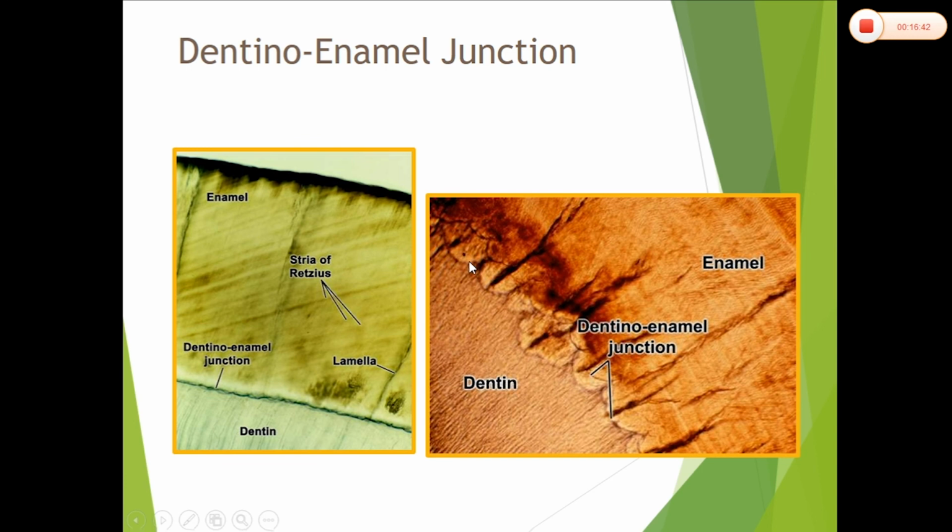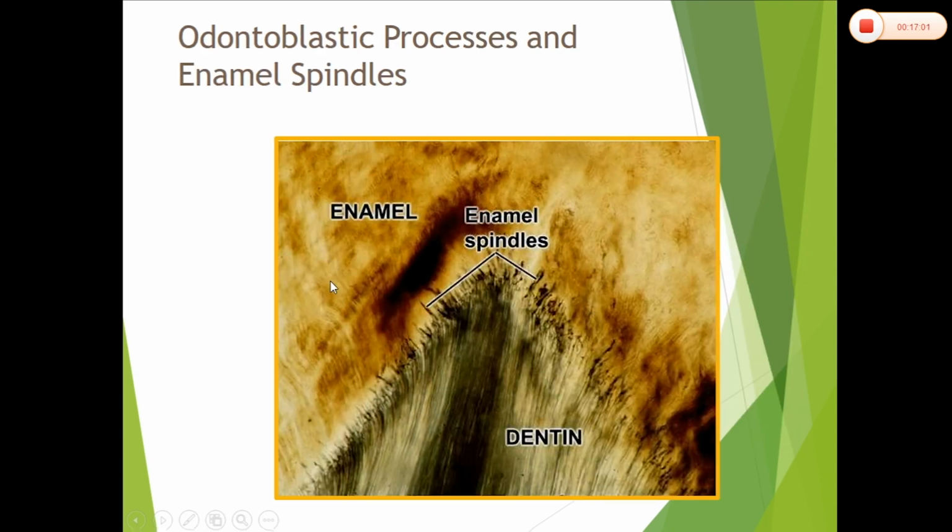This is the dentino-enamel junction. See the convexity toward where? Toward the dentin. And the concave area toward the enamel. This is the dentino-enamel junction, the scallop line. This is the lamella and this is the stria of Retzius, the lines present in the enamel. We call this the stria of Retzius.